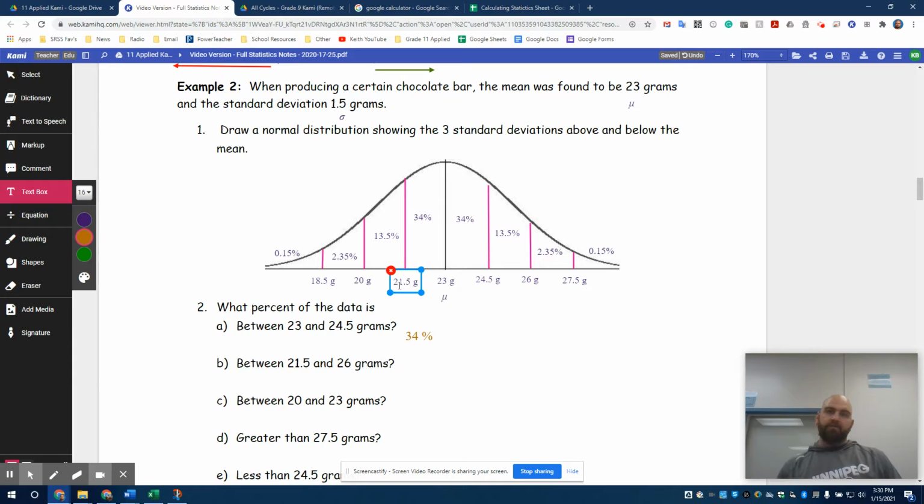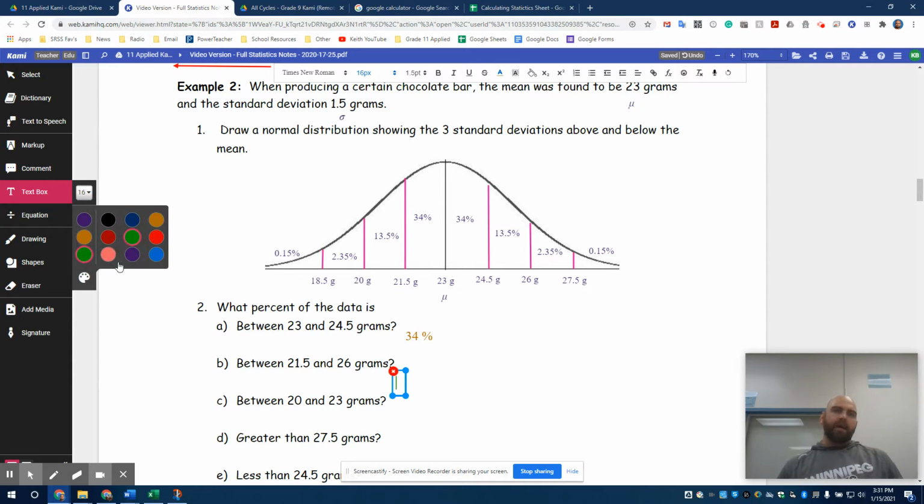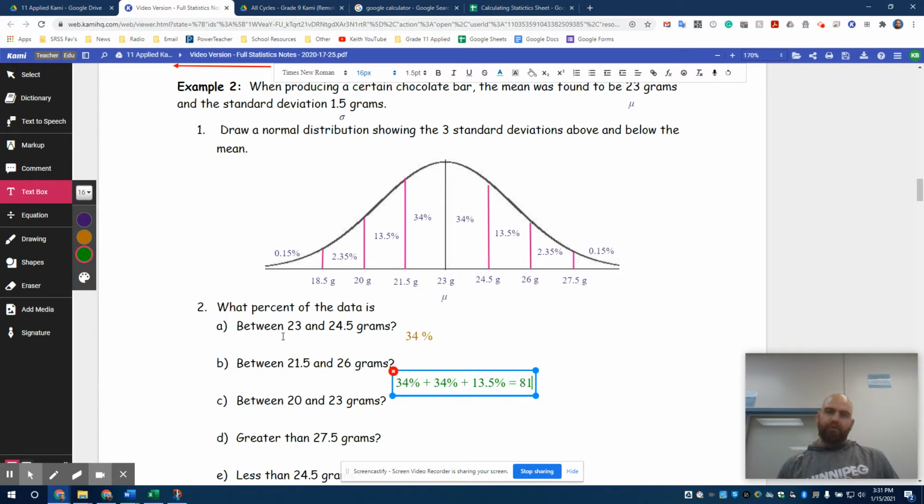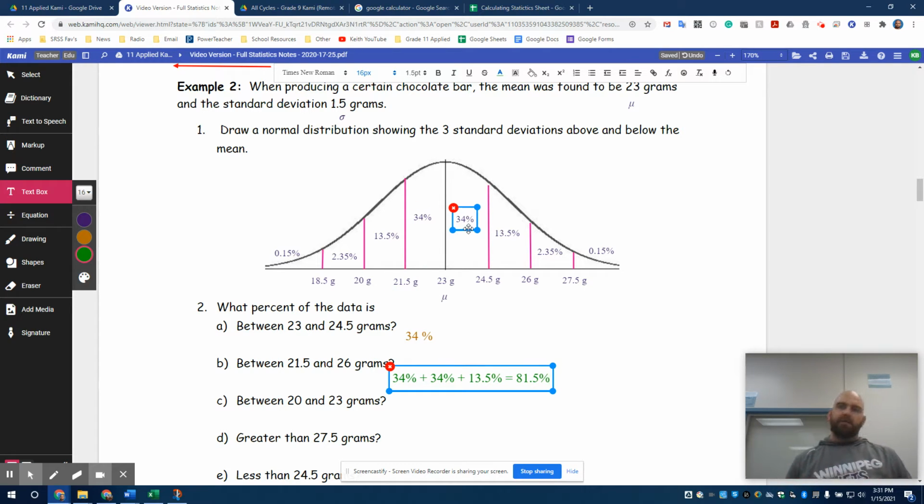Now 21.5 and 26 grams. 21.5 is right here, 26 is right there. That's going to be our 34 plus 34 plus 13.5. Again, all we're doing is adding up the values here: 34% plus 34% plus 13.5%. That's going to give us a total of 81.5%. Again, we're just adding up the areas that are in between there.